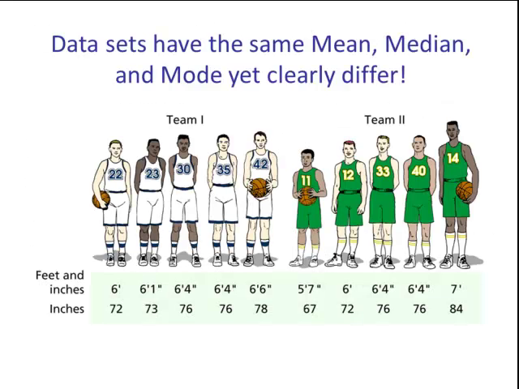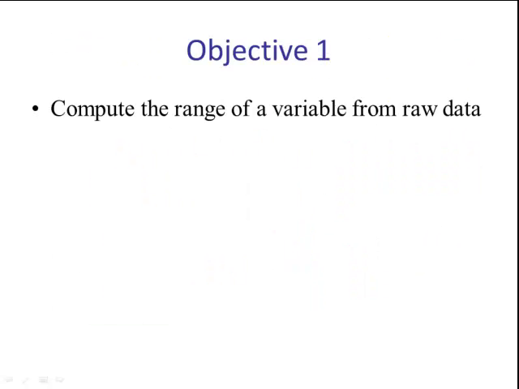Data sets can have the same mean, median, and mode, but yet they can be different. Team 1 and Team 2 have both the same mean, the same median, and the same mode. There's difference among the spread. Group 2 has the shortest person and at the same time has the largest person. There's more spread. Group 1 is what we would say is more consistent. Everybody is close to the same height.